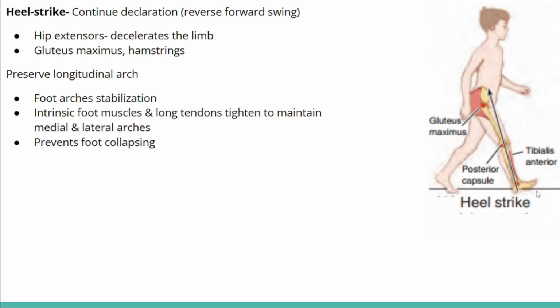bearing, it is very important to preserve the foot arches, mainly the medial and lateral longitudinal arches. So to stabilize the foot arches and to prepare for weight bearing, intrinsic foot muscles and long tendons like tibialis posterior, flexor hallucis longus, flexor digitorum longus, which are the calf muscles, and the peroneus longus tighten slightly to maintain the medial and lateral longitudinal arches. This action prevents the foot from collapsing.